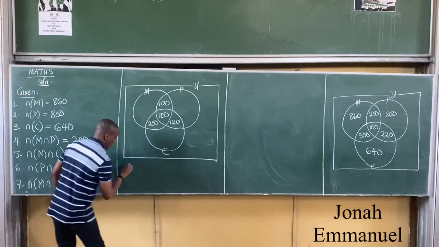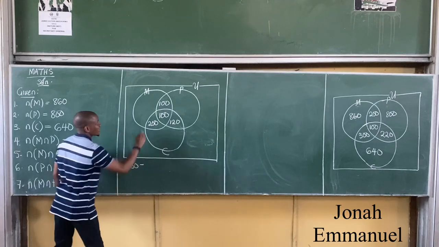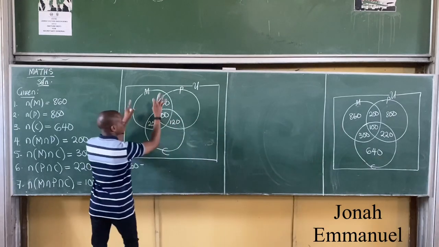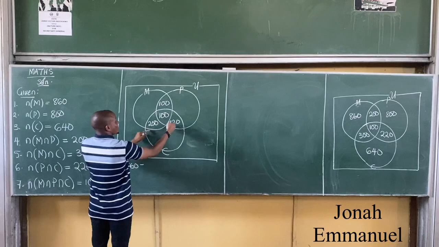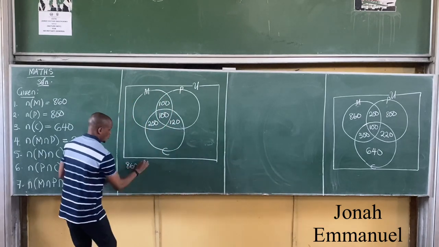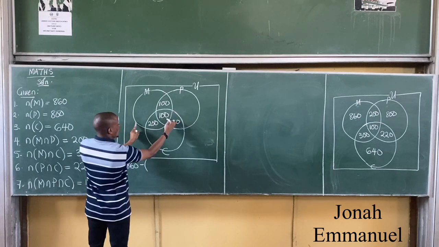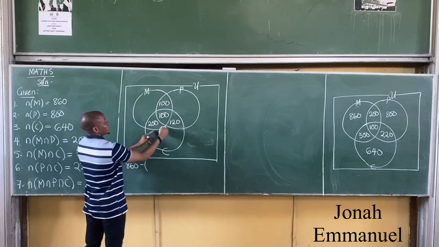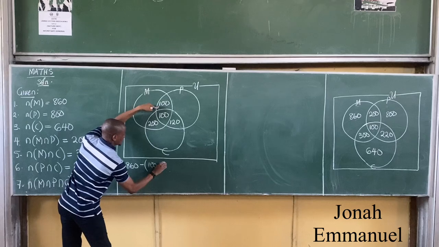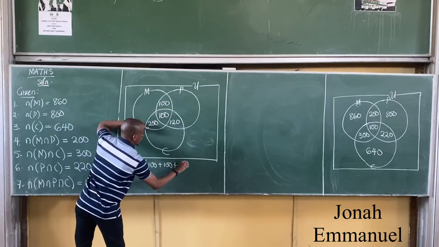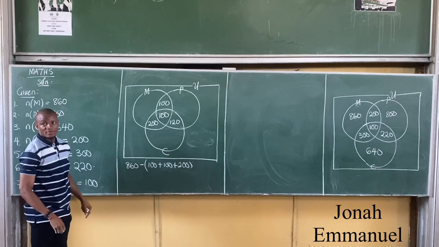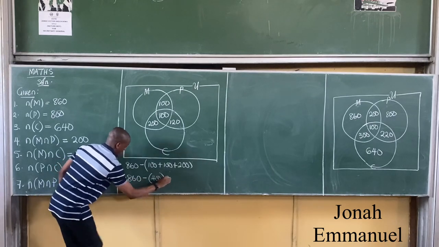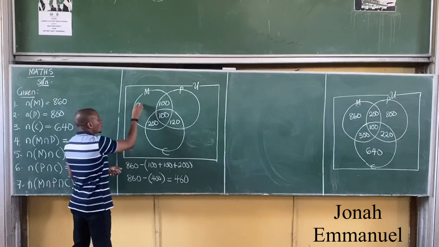For M, it becomes 860 minus everything you have here. Alright? 860 minus, I will come to this diagram here. See my M circle, it encases three numbers. What do I have there? 100, 100, 200. It becomes 860 minus the sum of all the numbers in the M bracket. 100 plus 100 plus 200. What is that? 400. So 860 minus 400, this part becomes 460.